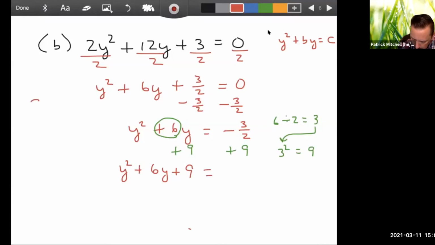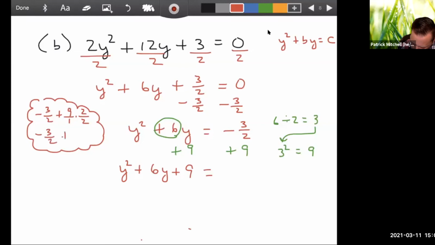All right, I have a feeling that some people would stumble on this part here. Negative 3 halves plus 9, you need a common denominator, which would be 2. Think of this as 9 over 1. Write that as negative 3 halves plus 18 halves, which gives you 15 halves. And when you factor y squared plus 6y plus 9, it factors into y plus 3 squared.